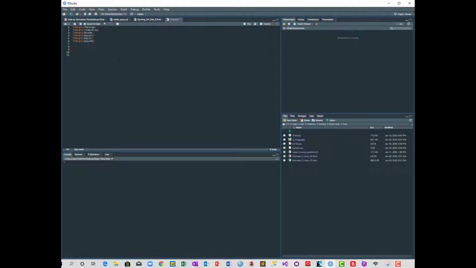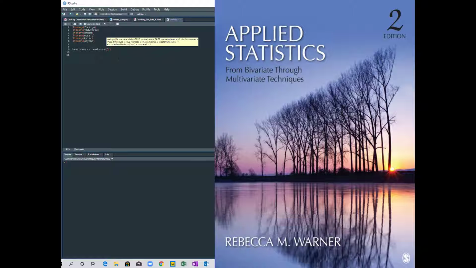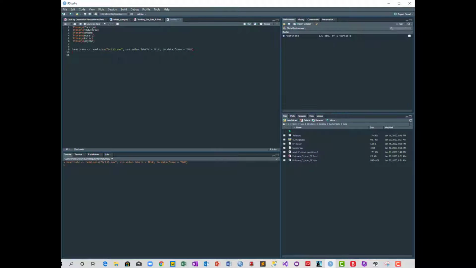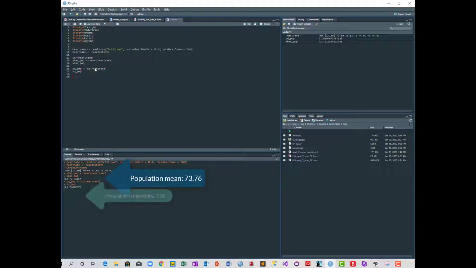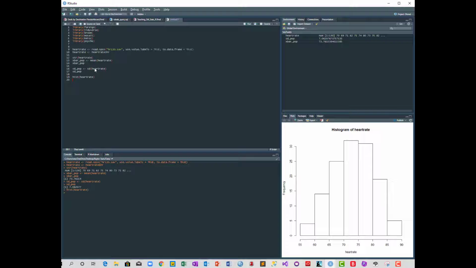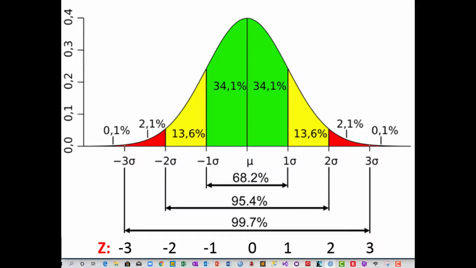Our data is from Rebecca Warner's textbook, Applied Statistics, the second edition. It's a collection of heart rates from 130 individuals. We'll refer to these data as our population of interest. First, let's calculate the descriptive statistics for all 130 observations and visualize the distribution. Because the data is normally distributed, we can use the normal distribution and infer probabilities from the data.